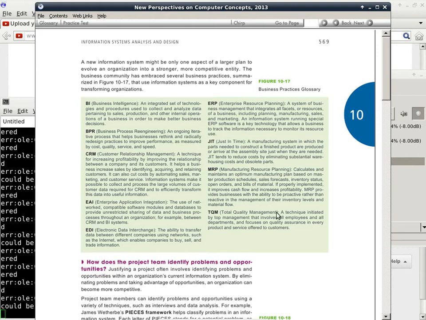Then we have MRP, manufacturing resource planning. Now this is a big deal for any type of business that actually produces parts. I used to work in a company in Davis that produced embedded systems, single board computers, and this is a big deal because you have to plan. If your end product requires, let's say, components A, B, C, D, and E, those are the components.